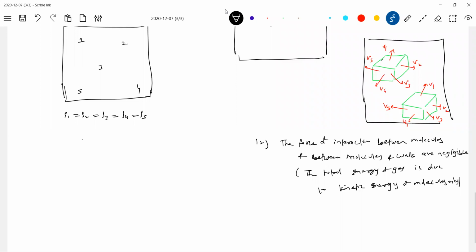Fine. So these are some assumptions. We have no force of interaction, no attractive, no repulsive. So what about gravitational force? That also will be negligible. You can avoid all that.